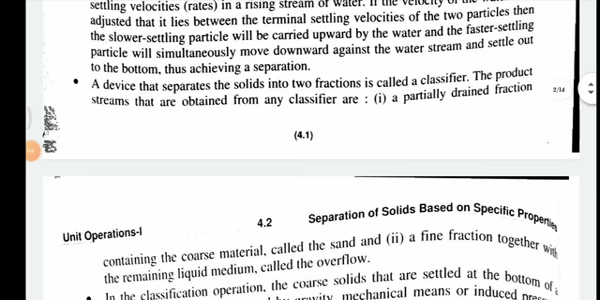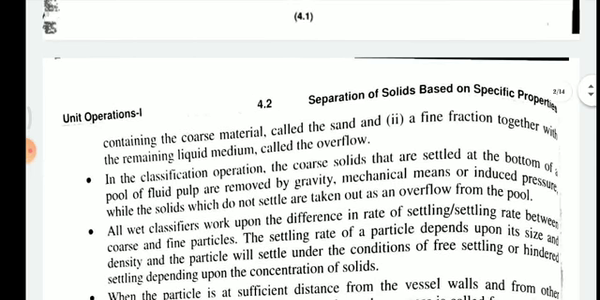A first product is a partially drained fraction containing the coarse material, called the sand, and the fine fraction together with the remaining liquid medium, called the overflow.